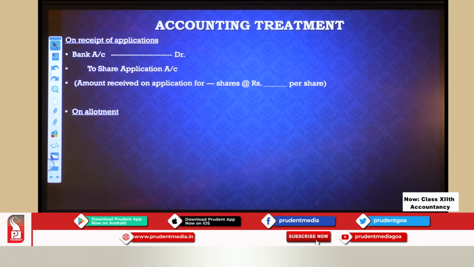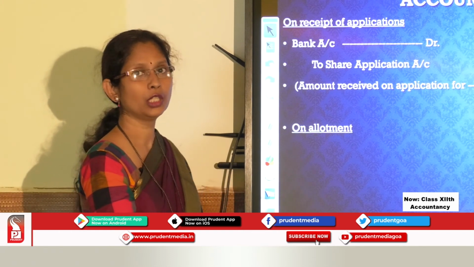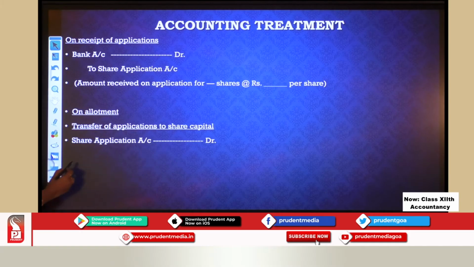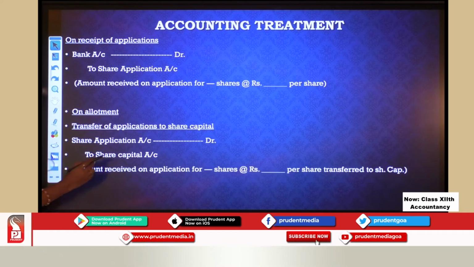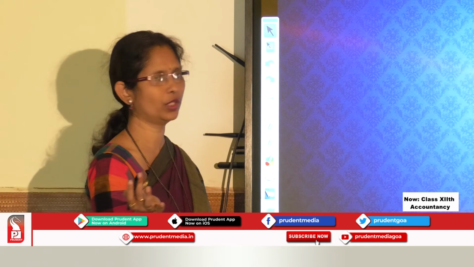So, I have to credit share capital, and I have created one account there, the share application account. This account has to be cancelled now when I am transferring it to share capital. So my entry for transfer of application to share capital will be share application account debit to share capital account. Narration: being amount received on application for dash shares at rupees dash per share transferred to share capital. Narration is an explanation to the entry. You can write it in your own words also.